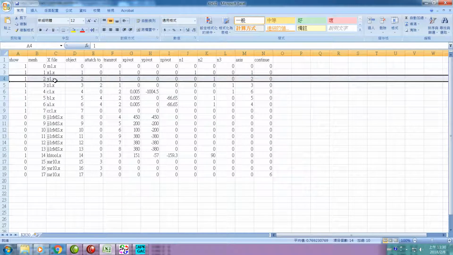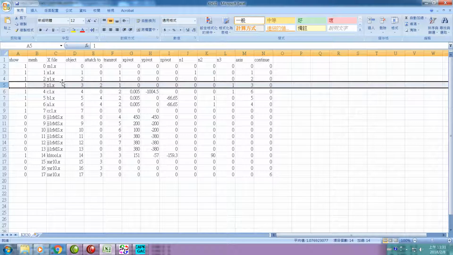Now let me introduce the Y structure. Translate rotate is 1. It's translative movement. Here, for the axis, we use 2. Use the Y axis to control the Y part, which has direction N1 0, N2 1, N3 0. That means you move in the Y direction. The X pivot, Y pivot, Z pivot, we fill with 0 only.